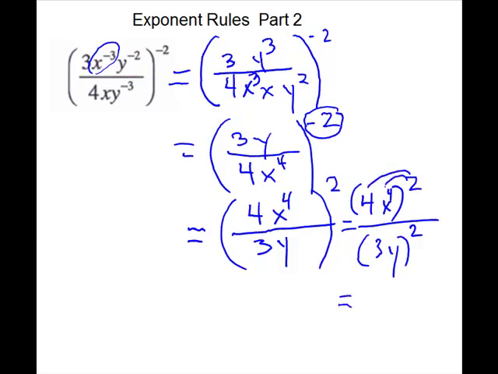So we're going to have 4 squared, which is 16, and this is x to the 4th squared. Remember, that'll be a power to a power. Keep the base and multiply. And the 2 will apply to each piece in the denominator. So 3 squared will give us 9, and it will just be y squared.